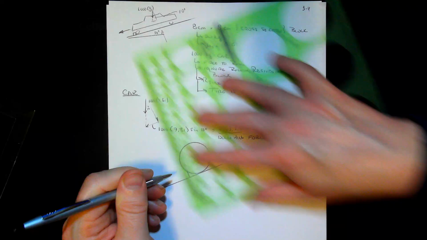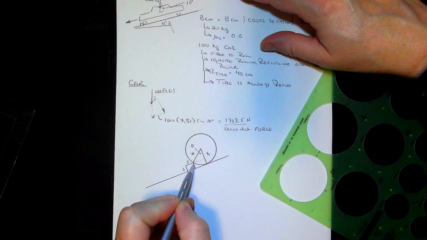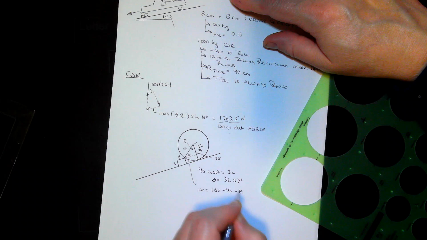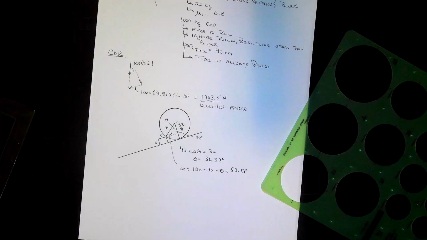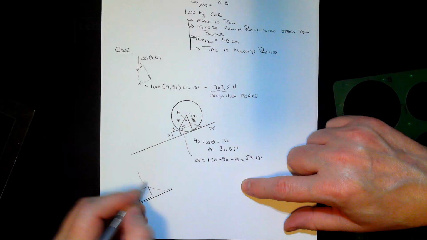Okay, so we have to think about this. The way I would look at this is start from what you know, and work your way back to what you don't know. So what do I know? This is 1,000 kilograms, and it's free to roll downhill. So it's 1,000 times g is the force down. Now, I can bust that up into two components. The angle in here will be 10 degrees.